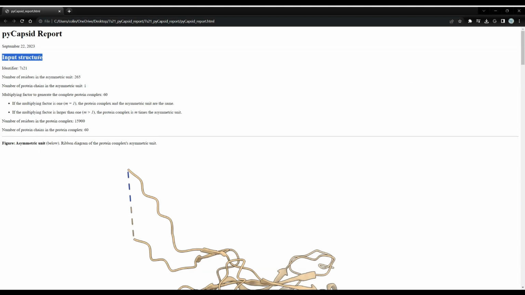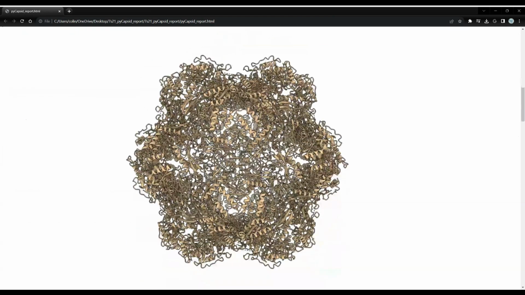The report starts with the input structure section, which provides the details of the molecular structure. This includes the number of residues, chain information, assembly information, and images of the structure.